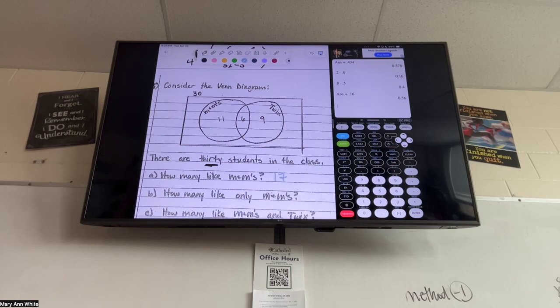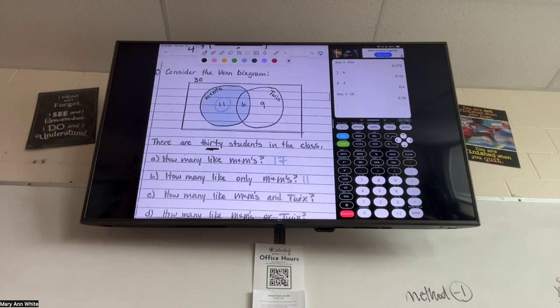Why is it 17? The one in those 2, yeah. Good. Everyone who's in the M&M circle counts. So everybody in here counts as M&M likers. They like M&Ms. Okay, how many only like M&Ms? That's where my 11 comes from. So if it's not in the overlapping part, that means they only like M&Ms. Okay. How many like M&Ms and Twix? 6, that's the one in the very middle, okay? So we don't want to.